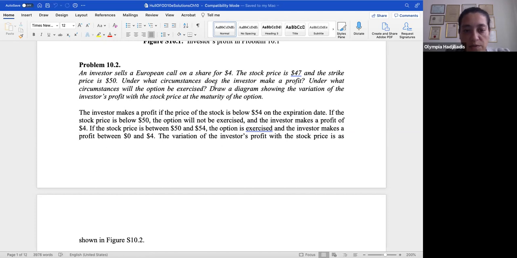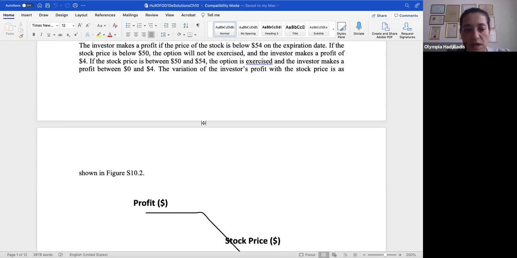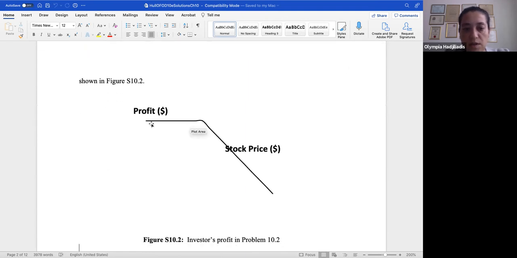The investor makes a profit if the price of the stock is below $54 on the expiration date. If the stock price is below $50, the option will not be exercised, and the investor makes a profit of $4. If the stock price is between $50 and $54, the option is exercised, and the investor makes a profit between $0 and $4. The variation of the investor's profit with the stock price is as shown in this figure. As you can see, the profit is 0 up until this point, and then it goes down linearly.